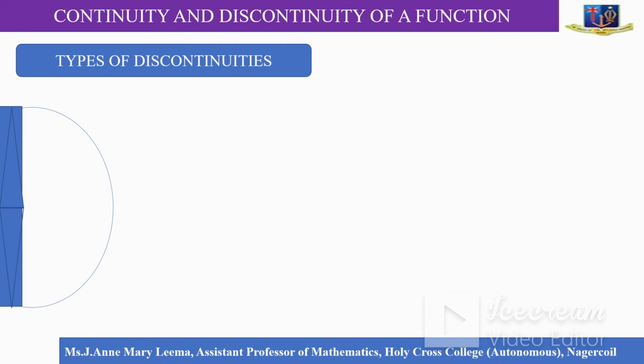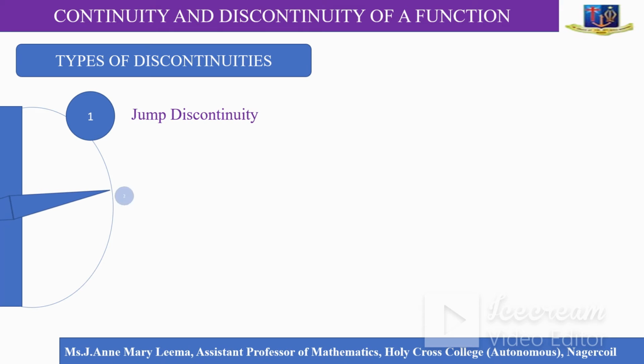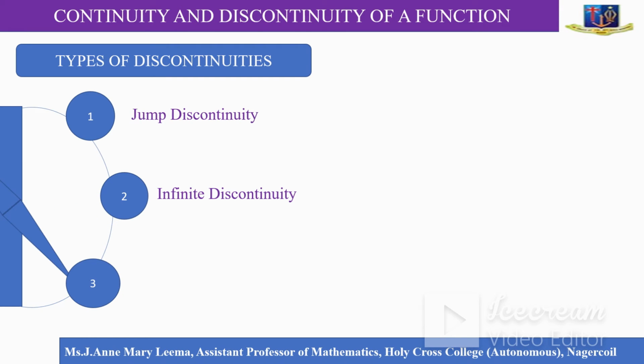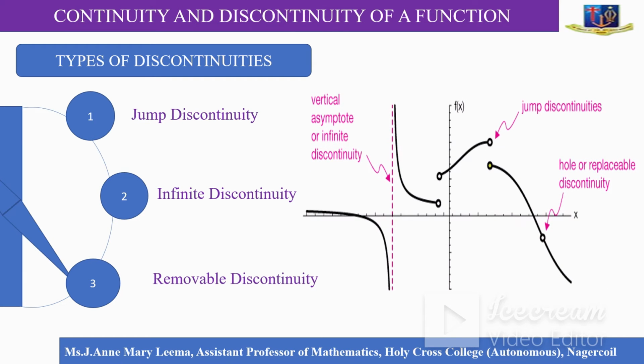Next, let's see the types of discontinuities. First one, jump discontinuity. Second one, infinite discontinuity. Third one, removable discontinuity. This figure shows all the three types of discontinuities.